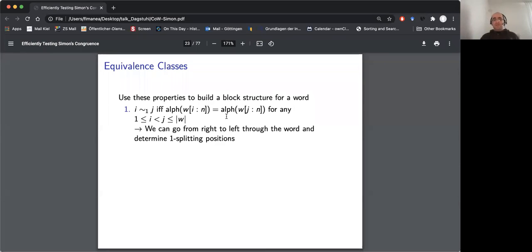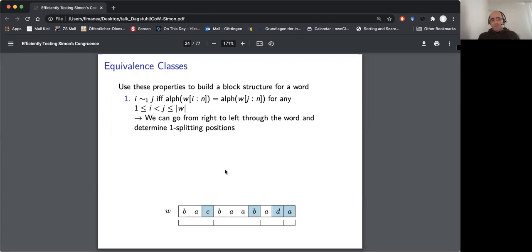So you just need to see when the alphabet of a certain suffix changes, so when a new letter occurs. And this is how you can actually define the blocks for K equals 1. And if you look at this example, here you have the word BAC and so on, BAA, BADA, and you go from left to right.